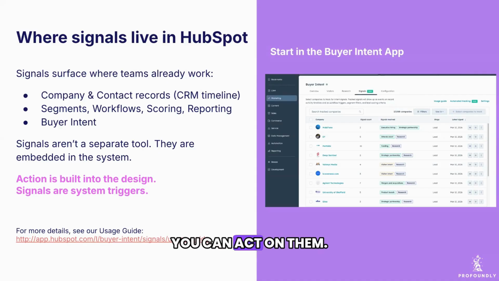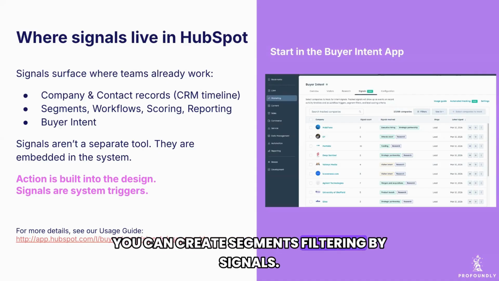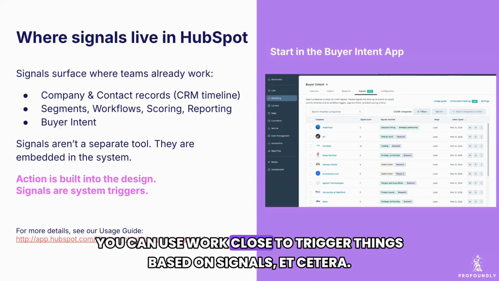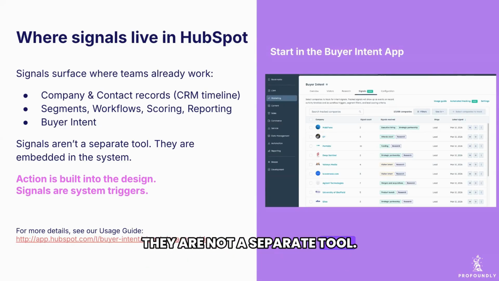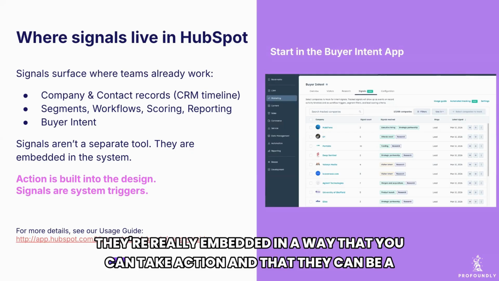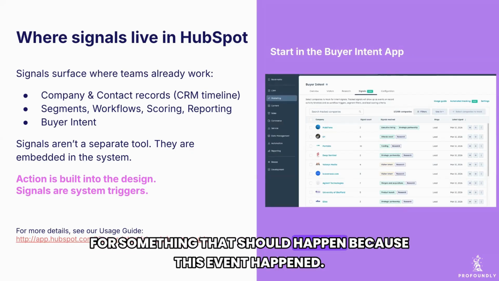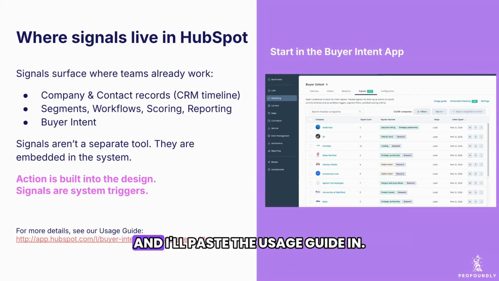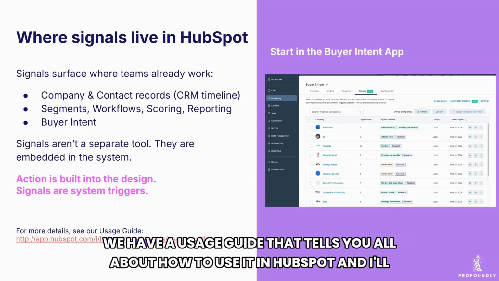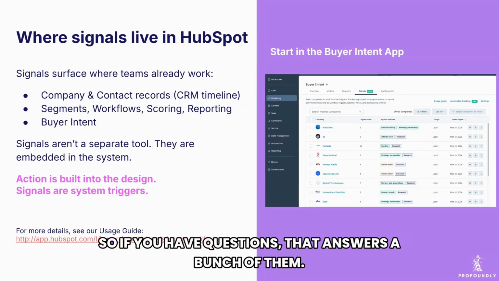You can act on them. You can create segments filtering by signals. You can use workflows to trigger things based on signals, etc. They are not a separate tool. They're really embedded in a way that you can take action, and they can be a trigger for something that should happen because this event happened. And I'll paste the usage guide in. We have a usage guide that tells you all about how to use it in HubSpot, and I'll paste that in at the end. So if you have questions, that answers a bunch of them.